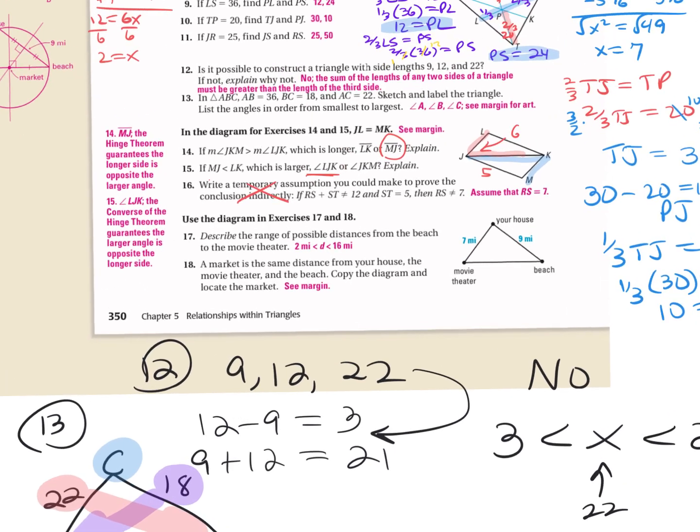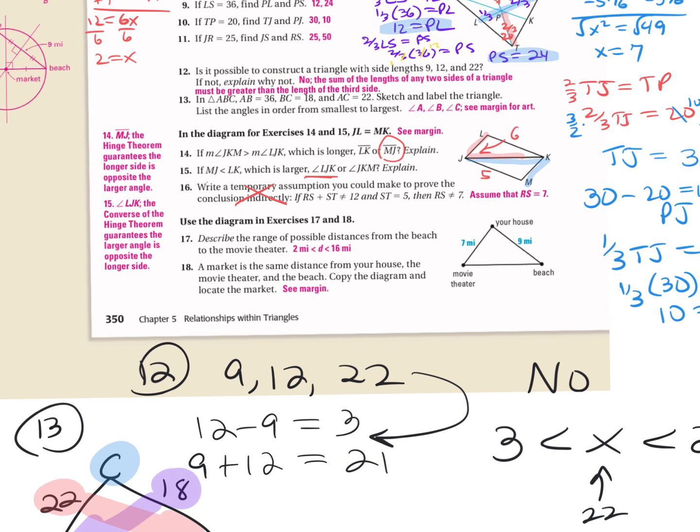Then number 17 says describe the possible range of distances from the beach to the movie theater. So again, here's where we're going to take the two numbers and add them and subtract them. So for number 17, we're going to do 9 minus 7, and then 9 plus 7, 2 and 16. So the distance from the beach to the movie theater, that range of values, it has to be greater than 2, but less than 16. Greater than the difference, but less than the sum.